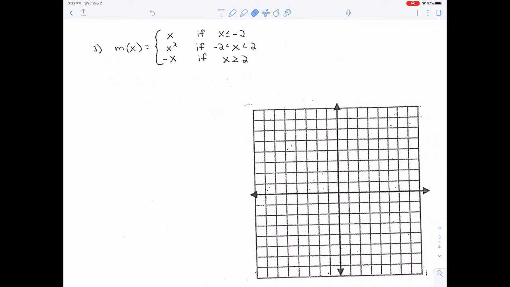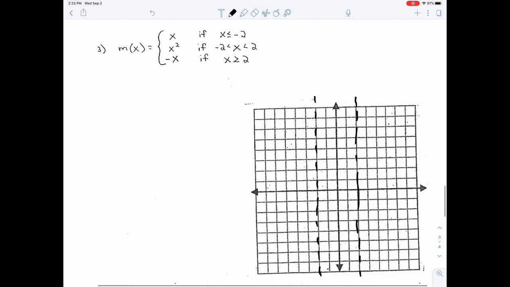Okay, what do we have here? Again, what are we going to do? We're going to look at the domain first. Okay? So what are our dividing lines? -2 and 2. Okay, so x is less than or equal to -2, that's the left. This is the middle. By the way, it's not always left, middle, right. You know, the order of these can be anything. And this is the right.